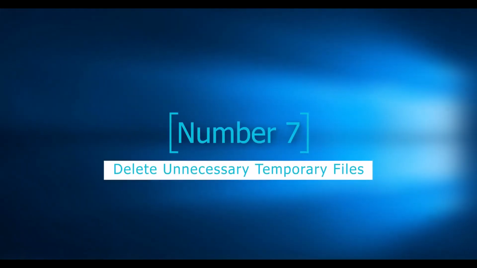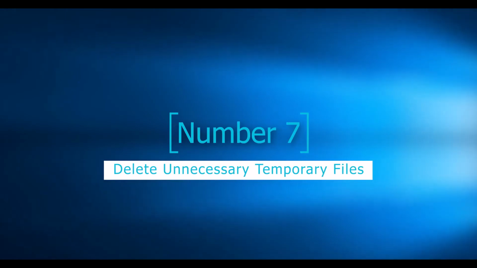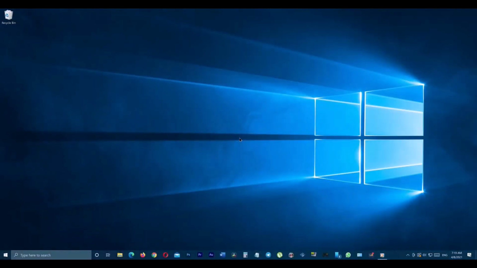Step number 7. Delete unnecessary temporary files. Whenever you open a program, Windows will create tons of temporary files. And as the name suggests, these files are only for temporary use. The next time you open the same program, it doesn't need those and it will create a new set of temporary files for its use.